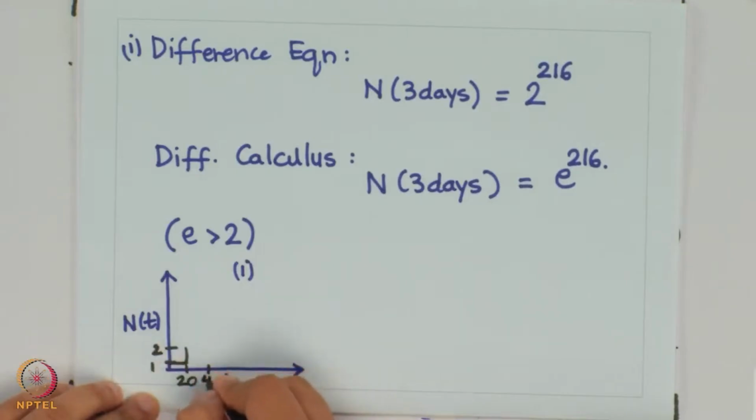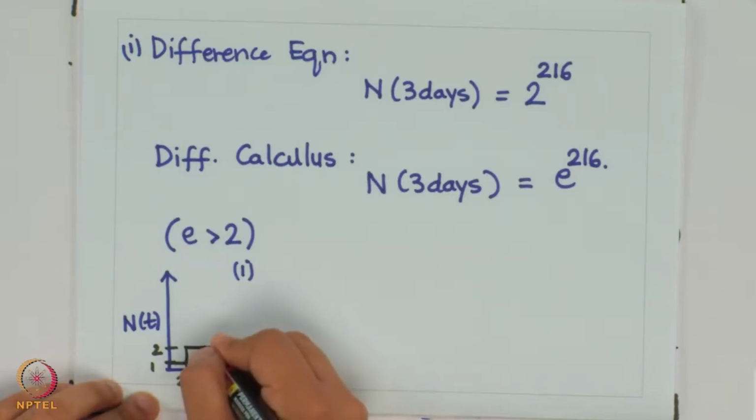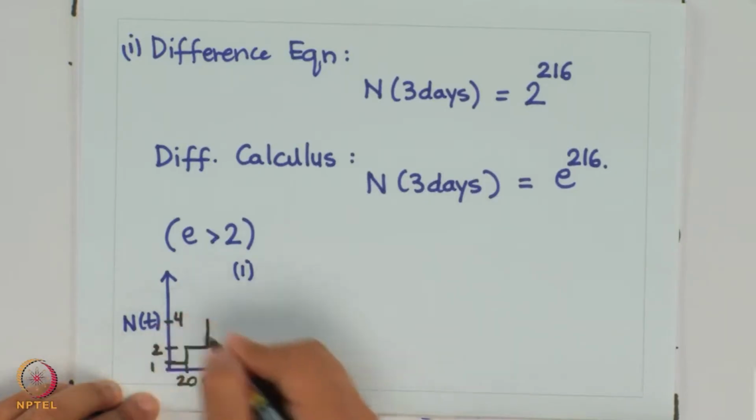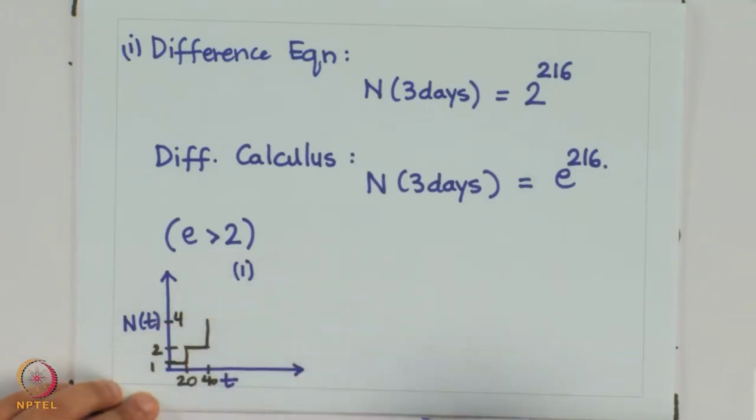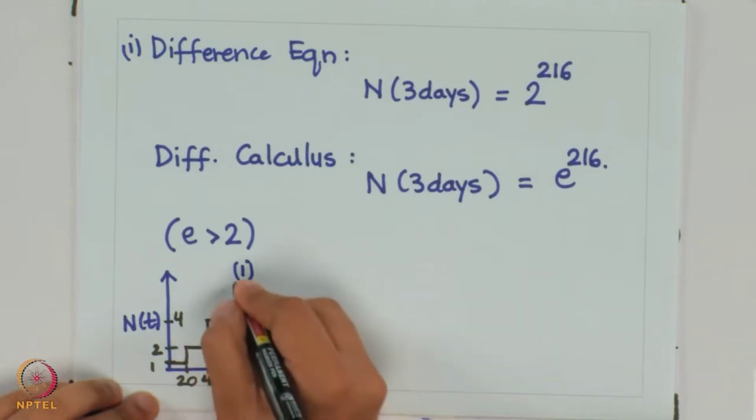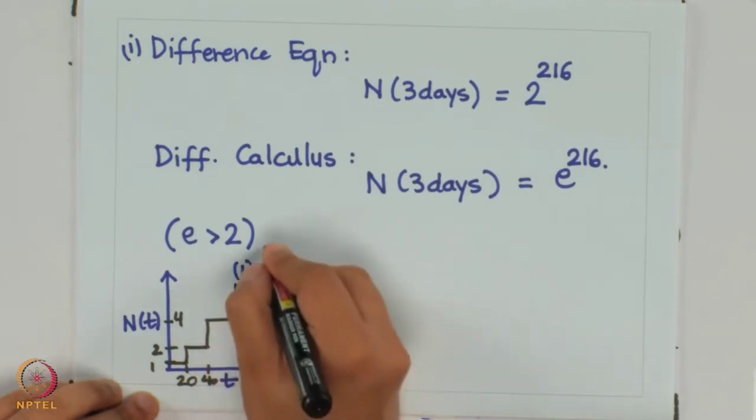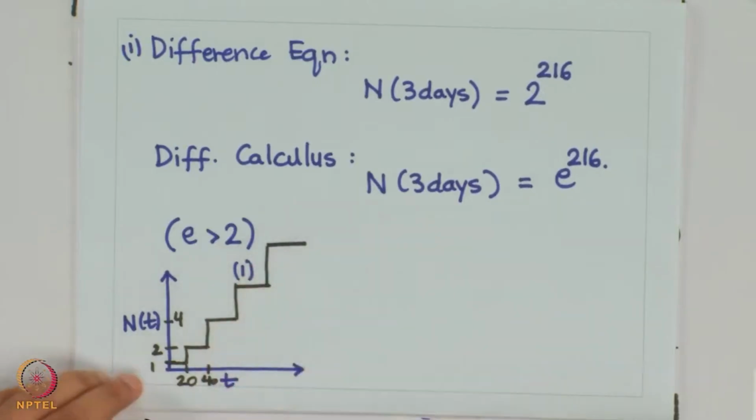At t equal to 40 minutes, the number of bacteria between 20 and 40 minutes stays at 2, and as we approach t equal to 40, at exactly t equal to 40, division takes place and the number of bacteria goes up to 4. And the same story keeps repeating itself over and over again every 20 minutes, which is the amount of time equivalent to one generation in our problem, and we get this step-like increase in the number of bacteria as we keep going forward in time.